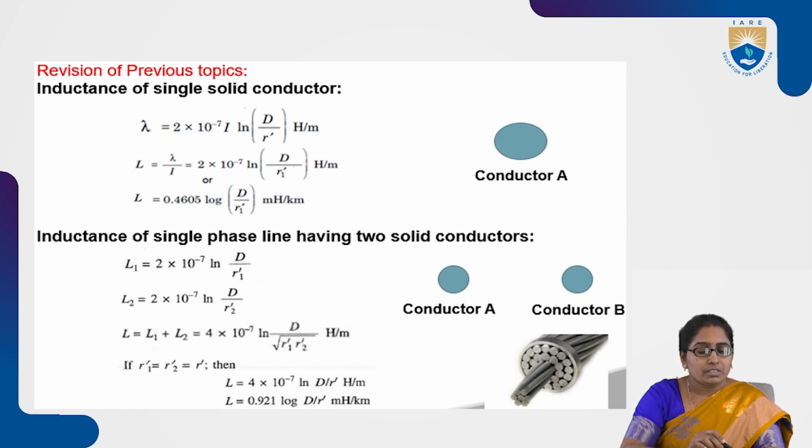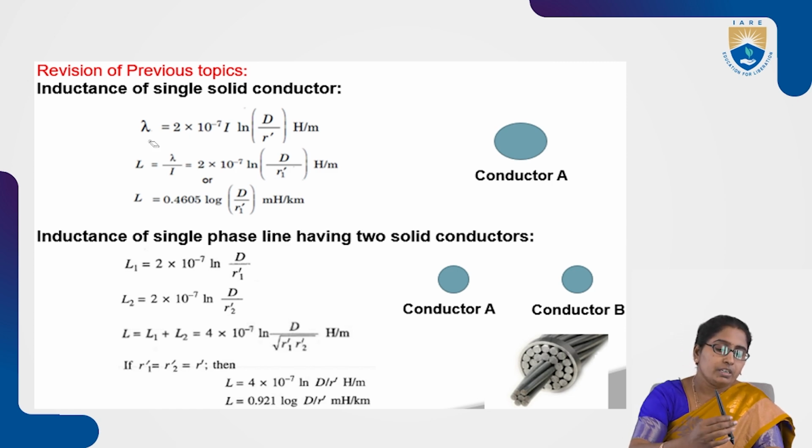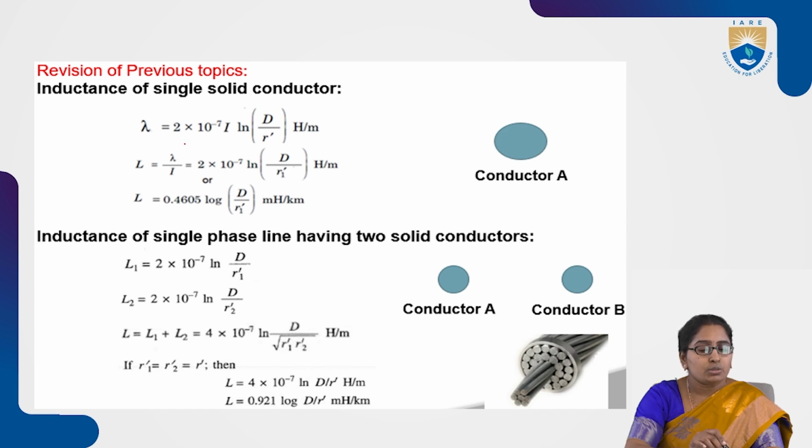We know that the first one is the total flux linkages, which is given by 2 into 10 power minus 7. That means it has the total internal flux and external flux. Finally, the sum of those we have seen is 2 into 10 power minus 7 I log base e of capital D by R dash. That is the total flux linkages expression.